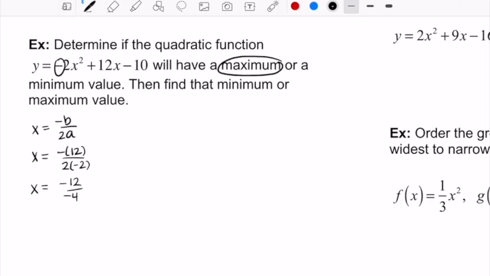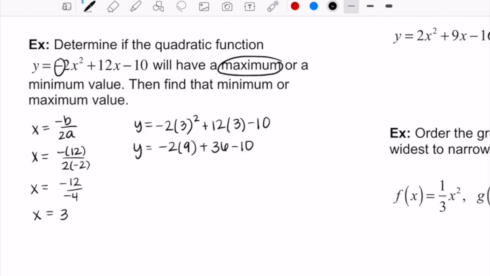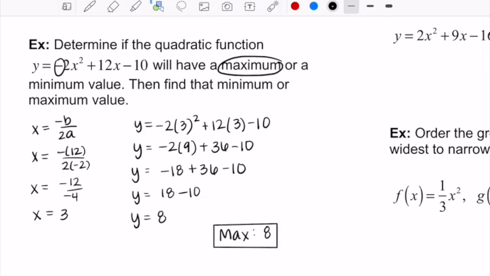-12 divided by -4 gives me 3, and so the x value of my vertex would be 3. Now to find the maximum value, I'm going to take x equals 3 and plug it into the equation. Everywhere that I see an x, I'll replace it with that x value, and then I'll use PEMDAS to simplify. 3 squared gives me 9, -2 times 9 gives me -18, and 12 times 3 gives me 36. -18 plus 36 gives me +18, and then 18 take away 10 gives me 8. The maximum value of this graph is 8. Remember, when you give a maximum or a minimum value, it's the y value of the vertex that you provide as your answer.